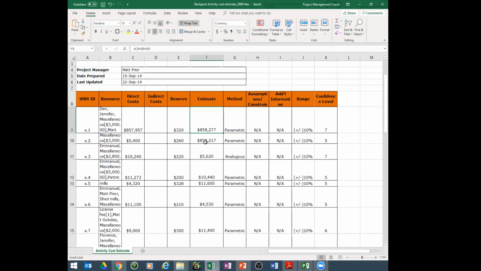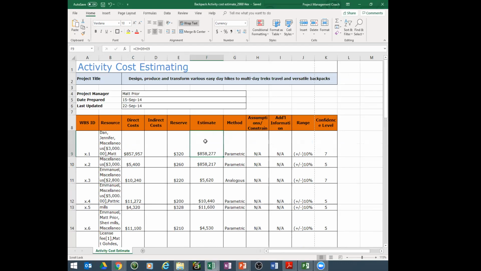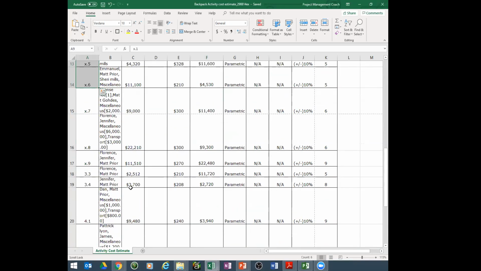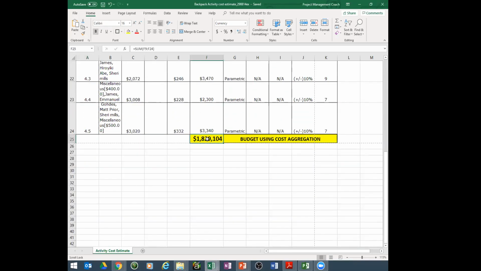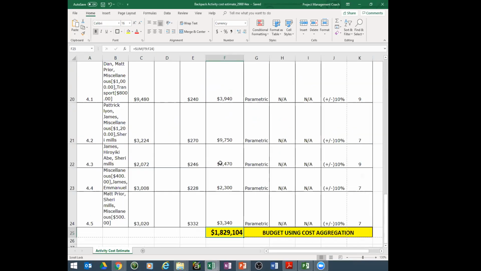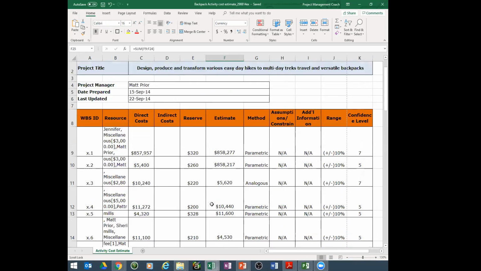And then at the end of it all, what comes next should be rolling all of these work package estimates up into a final total amount. So that is the budget. The budget is the total amount. So this is the summation. This 1.8 million is the summation of all of the cost estimates.